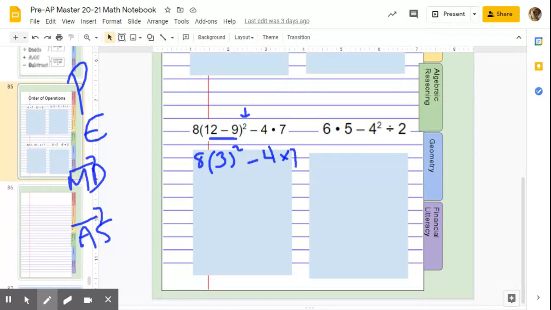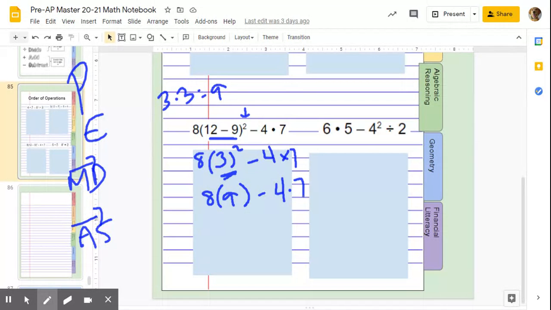Okay, so the next thing I'm going to take care of is my exponent. So we have 3 squared. Remember, 3 to the power 2 or 3 squared really means 3 times 3. And 3 times 3 is equal to 9. So we're going to say 8 times 9 minus 4 times 7. Okay, there's no more exponents, so we're going to go ahead and move to multiplication and division.